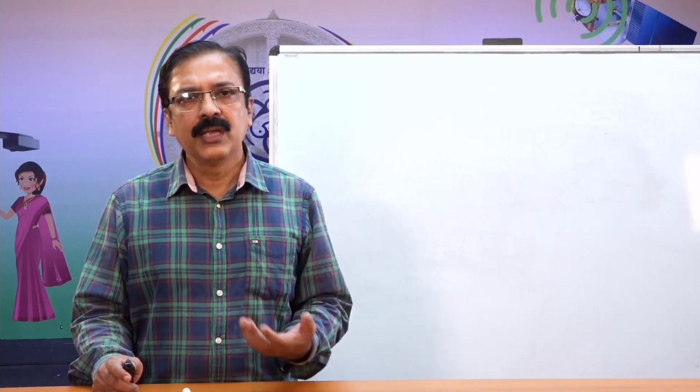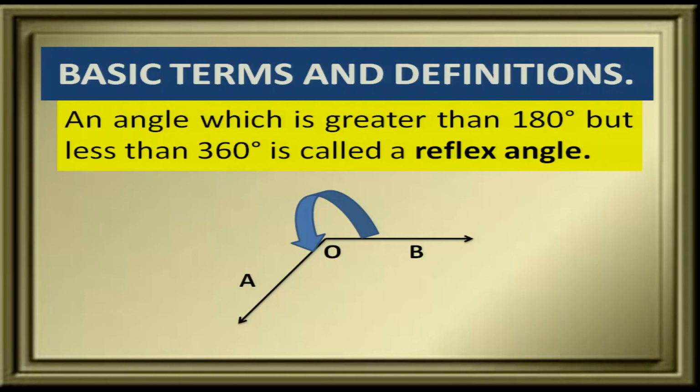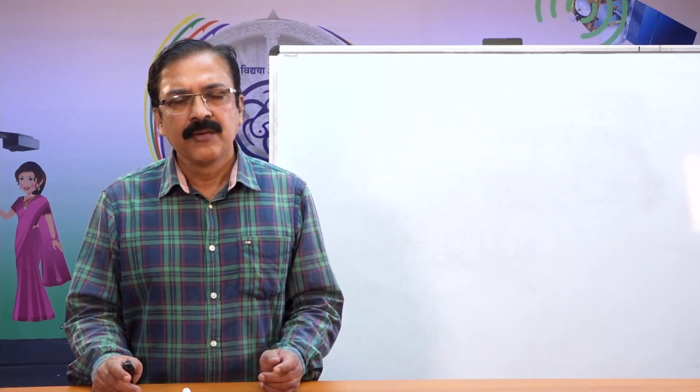So if I say it is angle AOB, then at first look it will come to your mind that it is the value which is less than 180. So when we express a reflex angle, we have to write reflex AOB. Simply we cannot write AOB. We have to write reflex AOB. That means 360 degrees minus the degree measure of angle AOB.